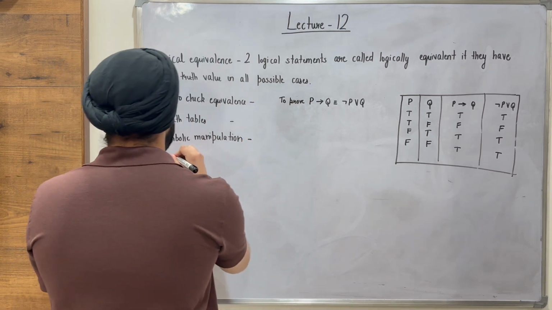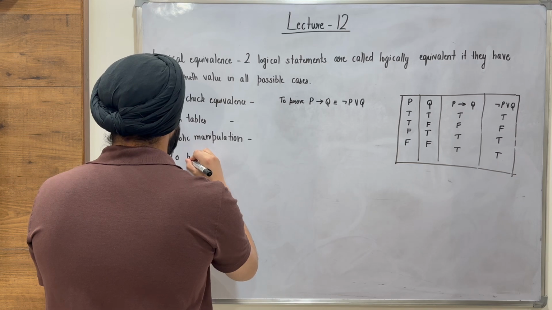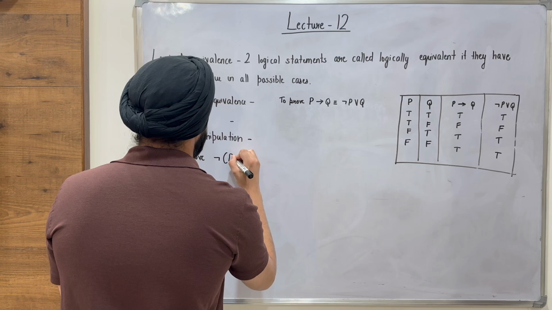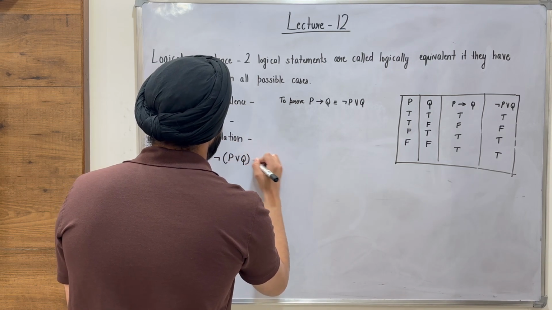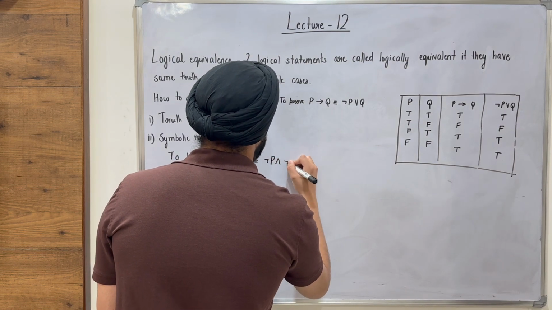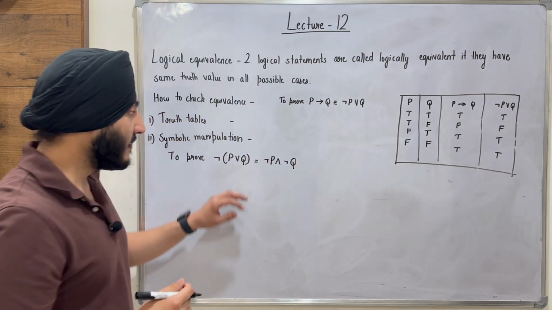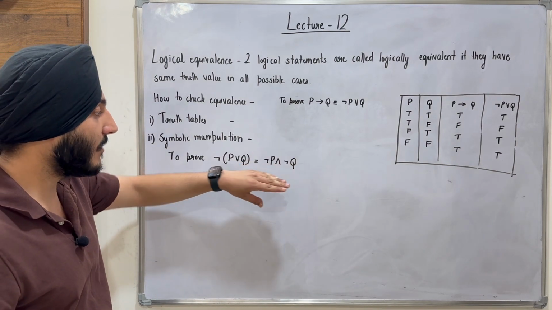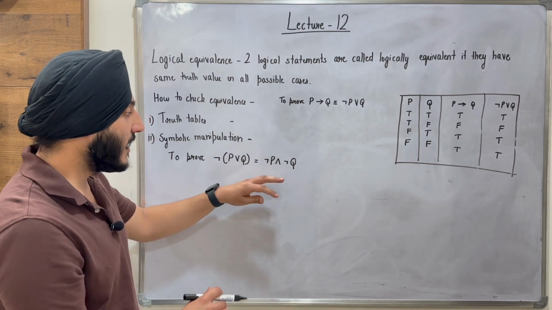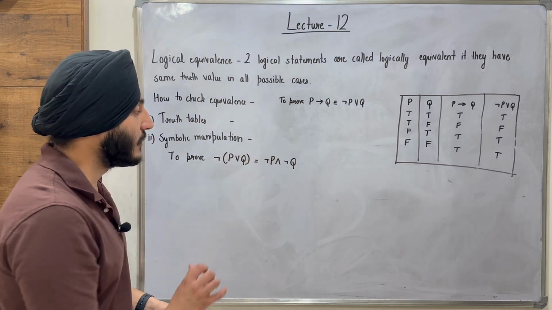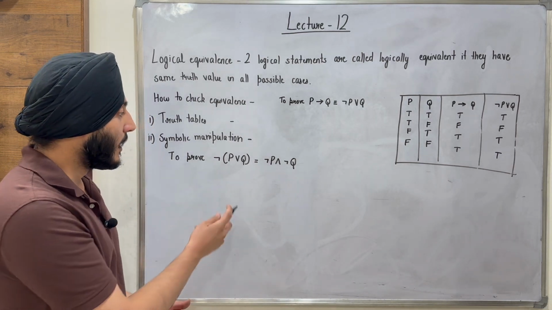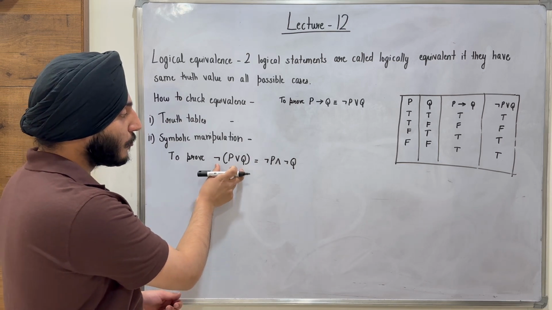Let's say I need to prove negation of P or Q is equivalent to negation of P and negation of Q. Now, in this case as well, since we only have two variables, it is still very convenient to use the truth tables. But in this case, I'm going to use symbolic manipulation. So I'm going to use the laws which I'll introduce later in this video. But for now, I need to prove this point.